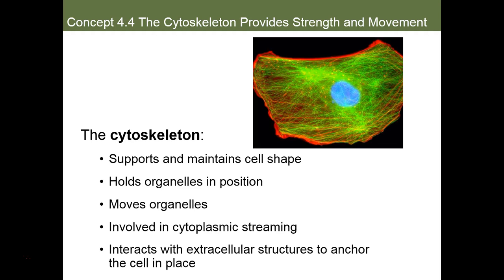You can see the cytoskeleton highlighted in the picture on the top right. It's all the fibrous looking material that is highlighted green. The cytoskeleton is composed of several different components, which we will talk about shortly. The role of the cytoskeleton is to support and maintain cell shape, hold the organelles in position, and move the organelles around. The cytoskeleton is involved in cytoplasmic streaming and interacts with extracellular structures to anchor the cell in place.